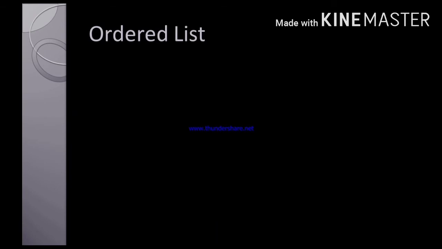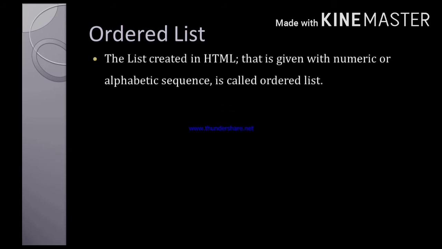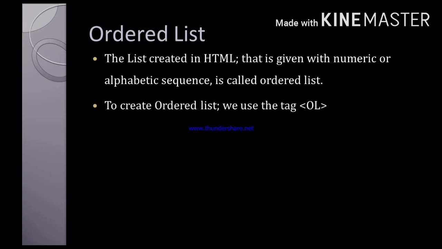Let's start with the first type, that is ordered list. As the name suggests, ordered list means a sequential list. The list created in HTML that is given with a numeric or alphabetic sequence is called an ordered list. To create an ordered list, we use the tag OL.